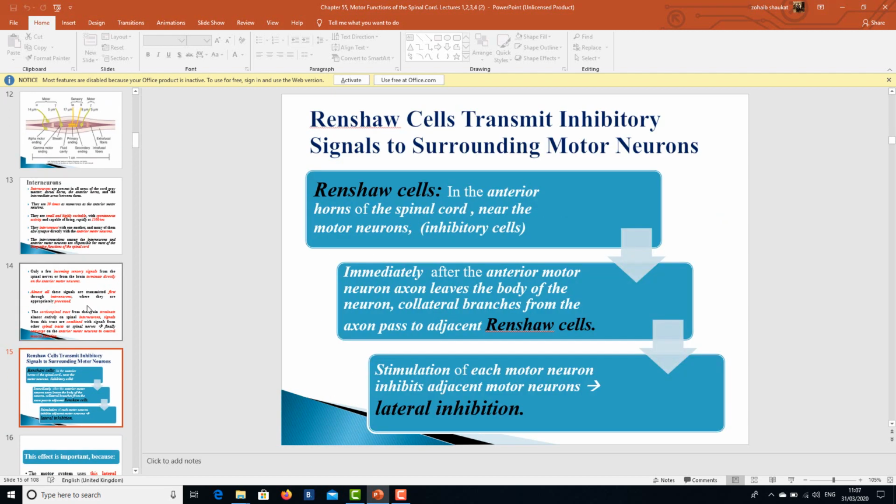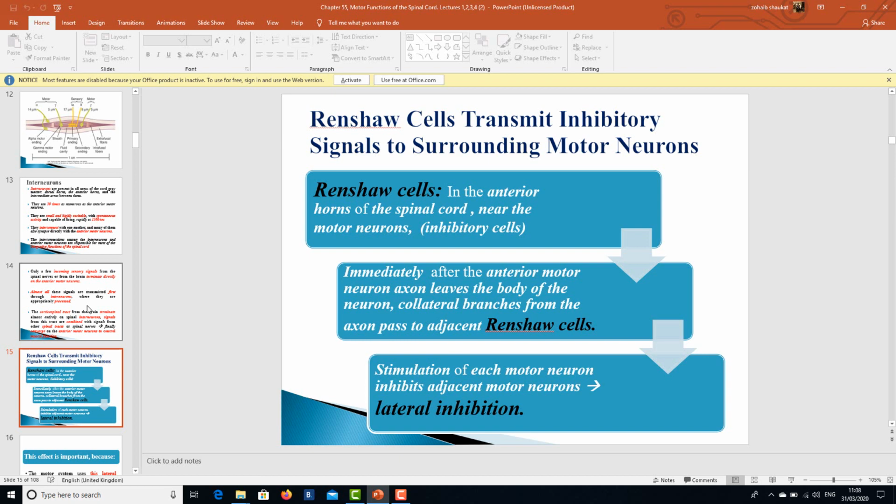Now let's talk about the Renshaw cells. The Renshaw cells transmit inhibitory signals to surrounding motor neurons. Renshaw cells in the anterior horns of the spinal cord near the motor neurons are actually inhibitory cells. Now what happens is that immediately after the anterior motor neuron axon leaves the body of the neuron, collateral branches from the axon pass to adjacent Renshaw cells.